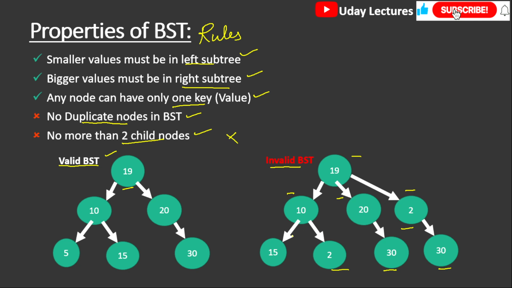Not only there, even here it is being violated. 2 is smaller than 10, but still it is inserted in the right subtree of 10, which is violating the properties of a binary search tree. Since it is violating the properties, we say that this binary search tree is invalid. It is not that all the properties must be unsatisfied to say that it is an invalid binary search tree. It can be any of these properties. Even if one property is not satisfied, we say that the binary search tree is invalid.